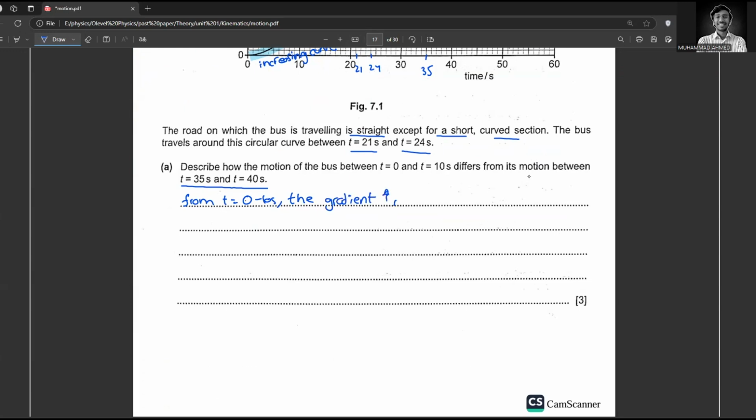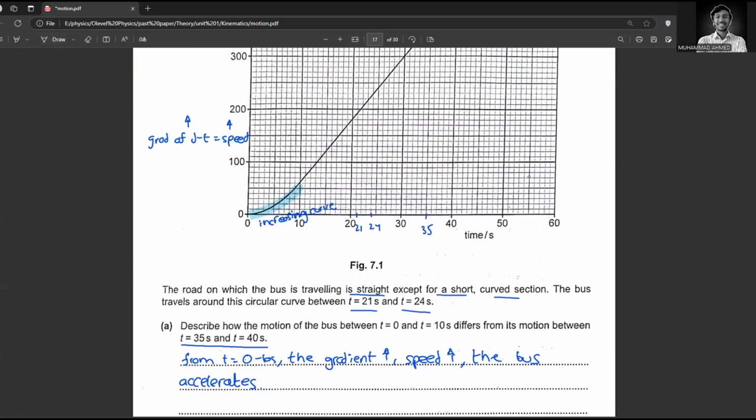hence speed increases. Hence, what is this? This is a bus. The bus accelerates. You will say the bus accelerates. Okay. But further, you can say that the bus is starting from rest and reaching a constant speed.